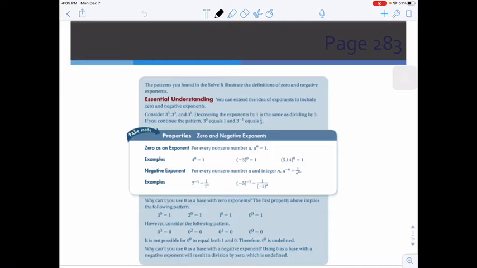Why can't you use 0 as a base with a negative exponent? Using 0 as a base with a negative exponent will result in the division by 0, which is also undefined.